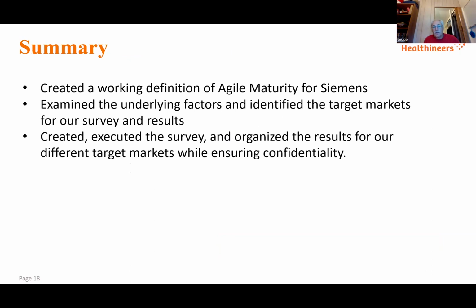Okay? So if we go to the summary of where we are right now, what we did was we created a working definition of the Agile maturity for Siemens, or C. We examined the underlying factors, and we identified the target markets for a survey. In this case, our target markets being the team and the project program level. And then finally, we executed the survey and we organized the results, not only to come up with some number for Agile maturity, but more than that, so that it benefited the company. It gave us a basis to work with the company, the teams, and the projects, and really effectively start to help how their implementation of Agile was going.